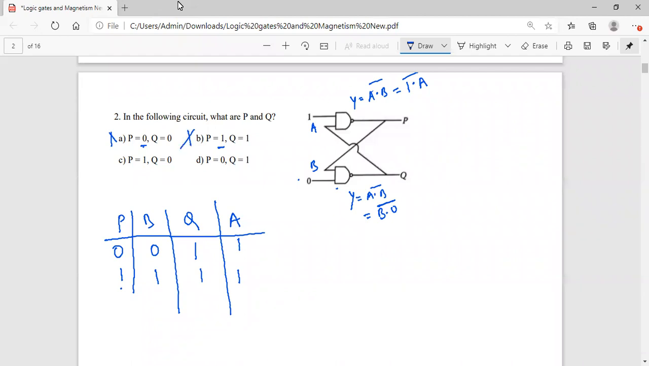Take C. P equals 1, Q equals 0. We are getting Q equals 1. Option C is also wrong. But P equals 0, the final output is coming P equals 0. If you put P equals 0, B equals 0, Q equals 1. Fine. Q equals 1 and A is equal to 1. When we give A equals 1, it's 1 dot 1 bar, which is equal to 1 bar, that is equal to 0. And we are getting 0 only. Therefore, option D is correct. Option D is the correct answer.